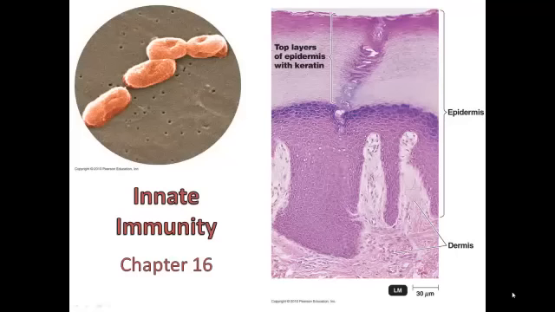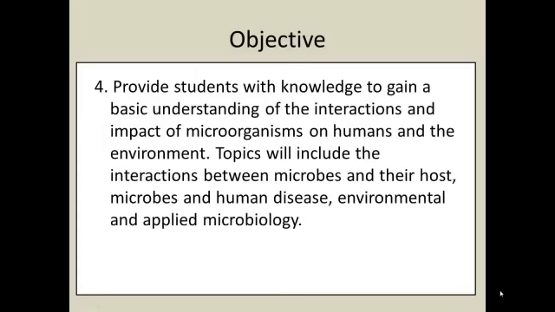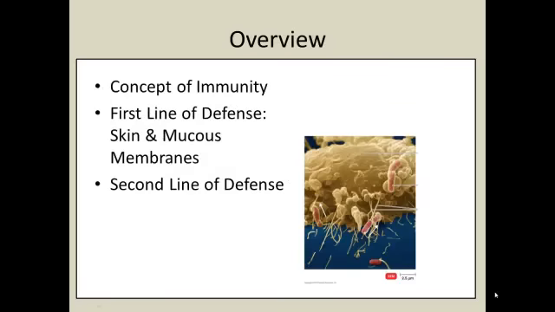Welcome to Chapter 16, Innate Immunity. This chapter fulfills Objective 4, specifically interactions between microbes and human disease. In this chapter, we're going to cover the concept of immunity, the first line of defense, specifically skin and mucous membranes, and the second line of defense.